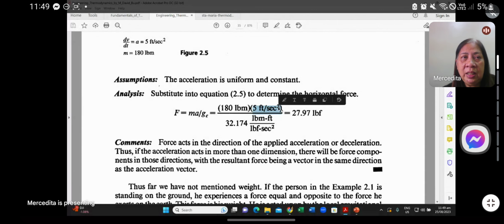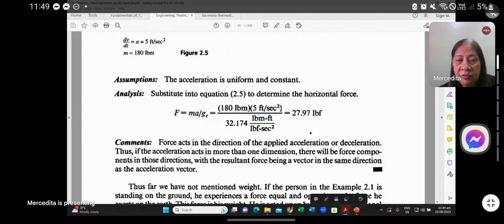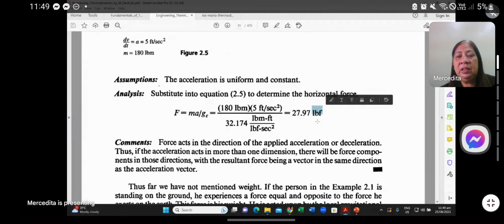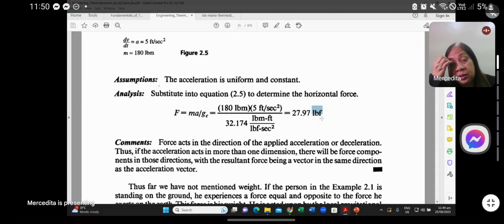Okay. So, ang kailangan natin is unit ng force. Ang lumalabas lang unit natin is pound mass feet per second square. So, para ma-convert natin sa unit ng force, and for this one, ang required niya is pound force. So we have to convert this, yung pound mass feet per second square, into pound force.